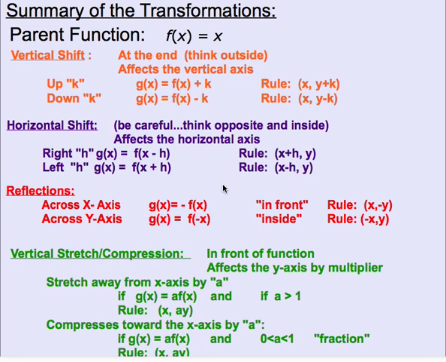So if we look at this orange thing here, if we have a plus k at the end, outside, it's going to move our graph up vertically by whatever that value is. As our rule, we're going to add k, that number, to all of our y values. If we have a minus k, we would shift down k units, and our rule would affect the y values and be subtracting k, moving everything down that many units.